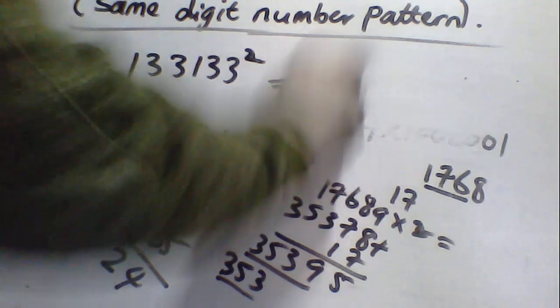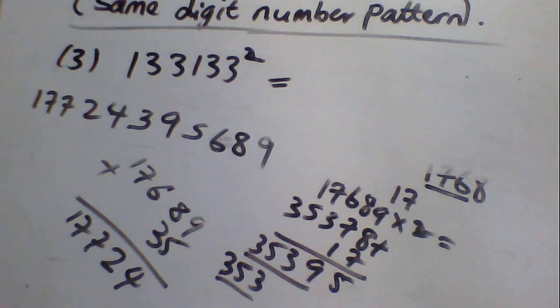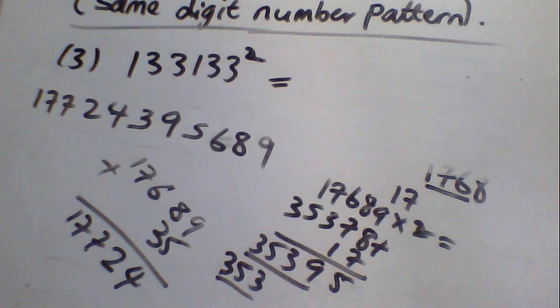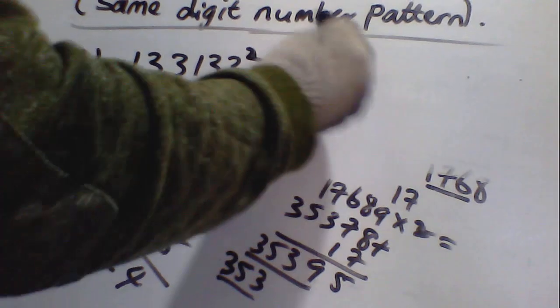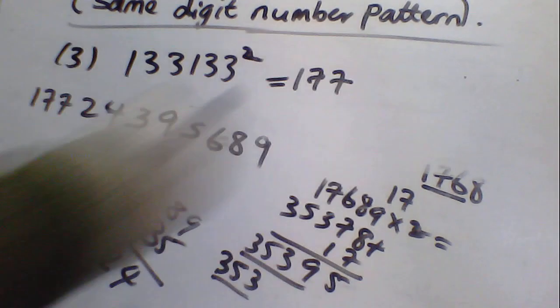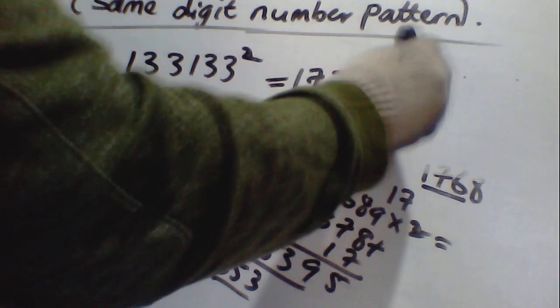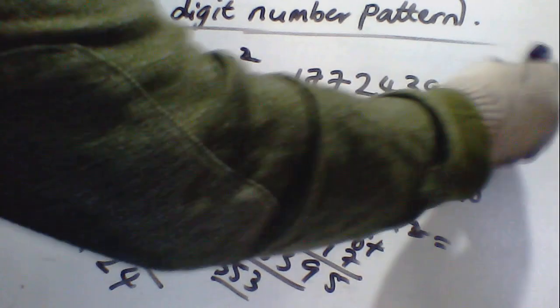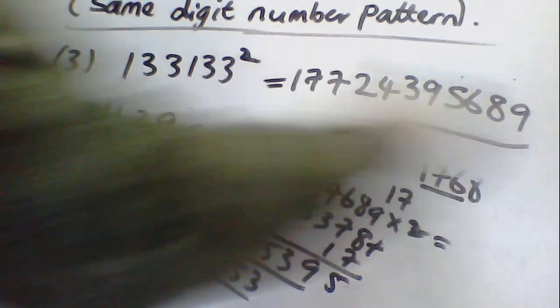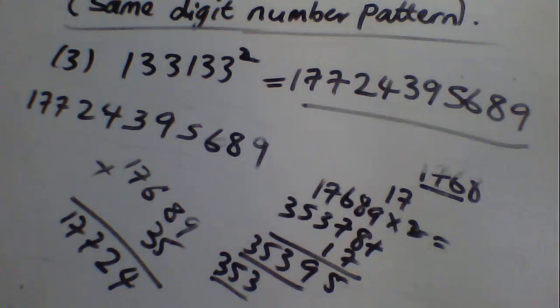So the square of 133 squared is the same as 17724 39 56 89. You are now a human calculator, and that is the answer. Have any question?